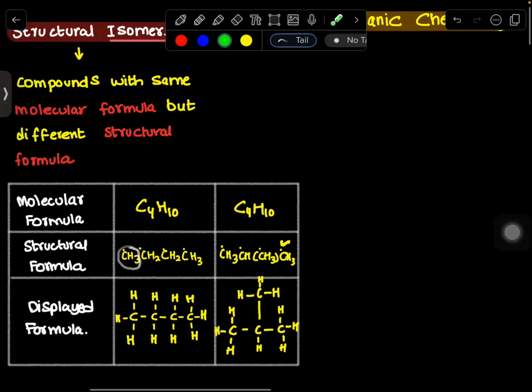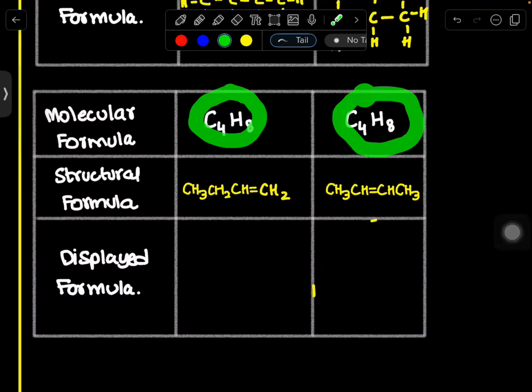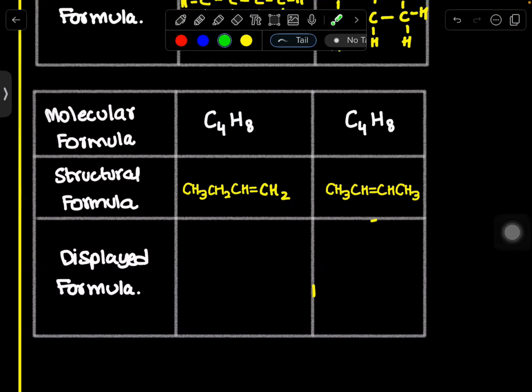Now we're going to try another example to finish off with the topic of structural isomers. Now we have 2 more compounds. Their molecular formula is the same, but apparently their structural formula seems a little off. Can you see that the double bond in the first structure is between the last 2 groups? But in the second example here, the double bond switched back and it's now between the second and third carbon, right?